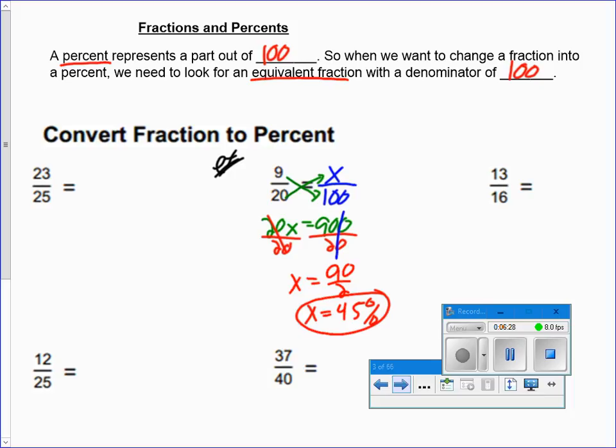So the rest of these, try these on your own. Make sure you're comfortable with this process. So set another proportion out of 100, finding the equivalent fraction out of 100, knowing that represents the percent, what that fraction would represent as a percent.